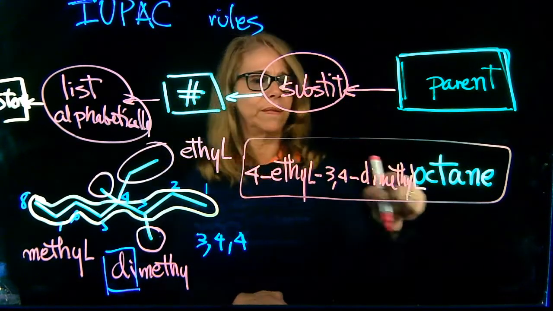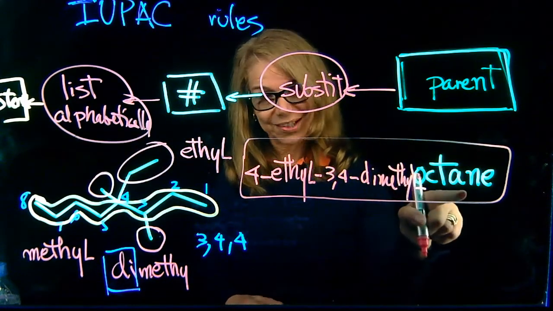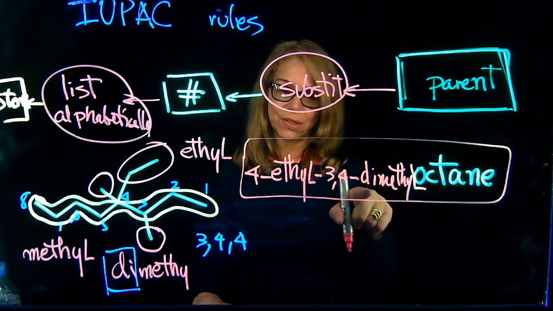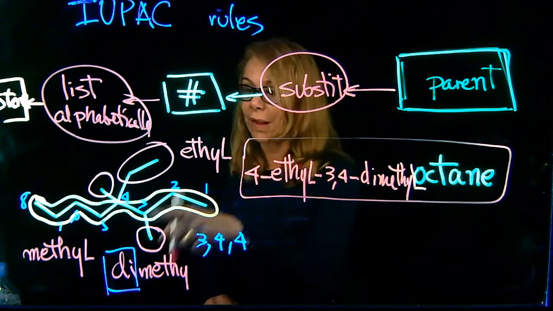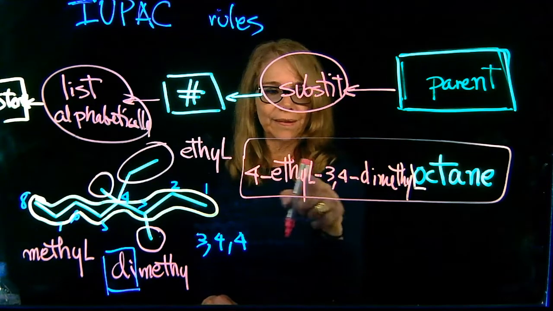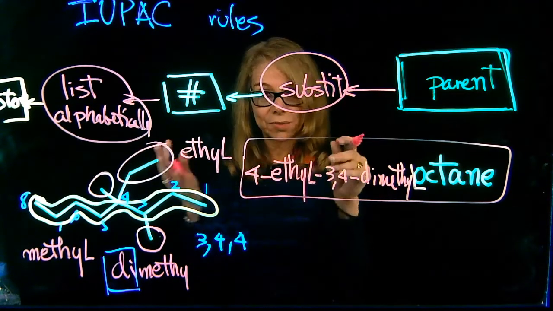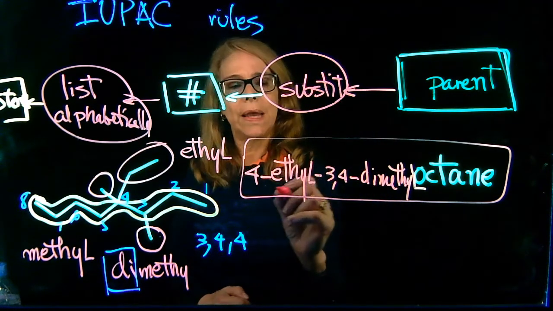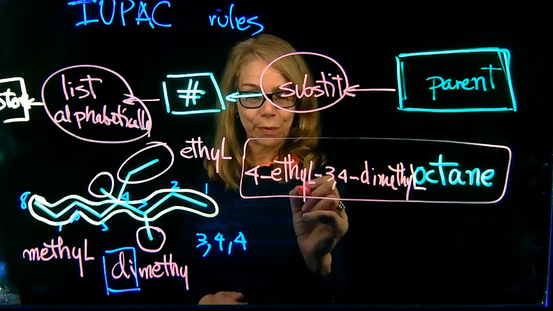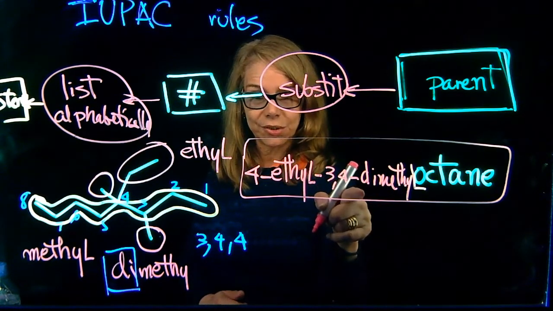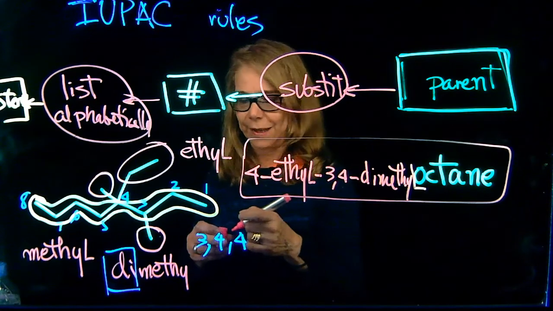Again, we started doing the parent chain. We identified the substituents. We know we have 2 methyls and 1 ethyl. That's the system of numbers that gives me the smallest for that location. And I need to list ethyl before methyl, and I'm not taking into account this prefix di.